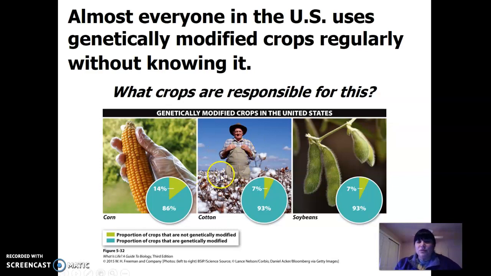Here, cotton. So we're talking about, what do we use cotton for? Making fabrics. 93% is genetically modified. The blue are genetically modified. The green are not. Soybeans. You're like, oh no, don't go after my soybeans. Yes, 93% are genetically modified. Okay, and those are just examples of these huge crops that we use.